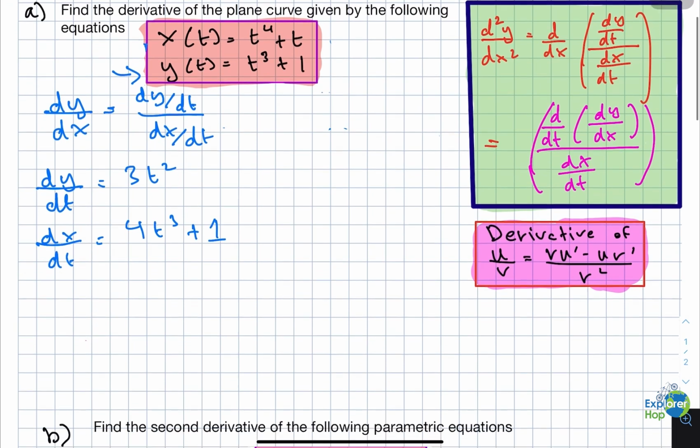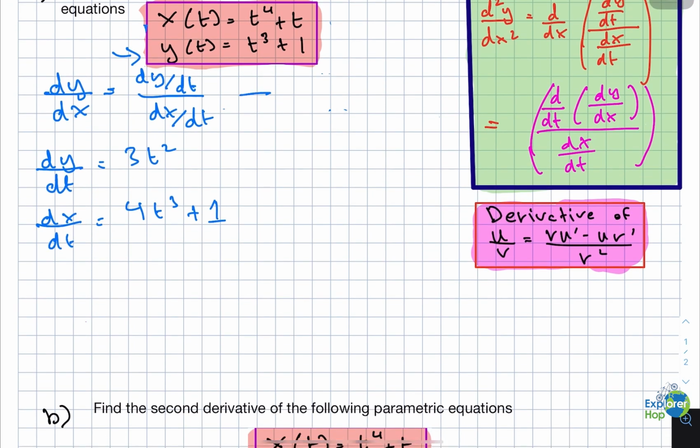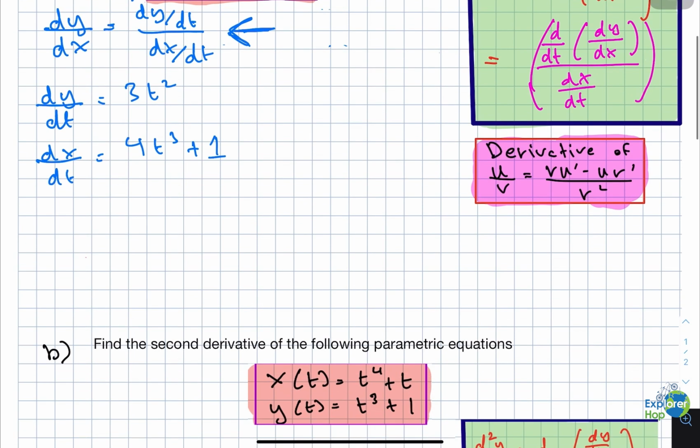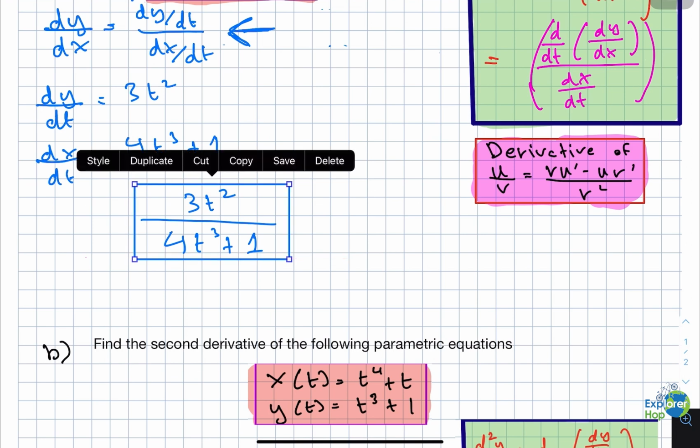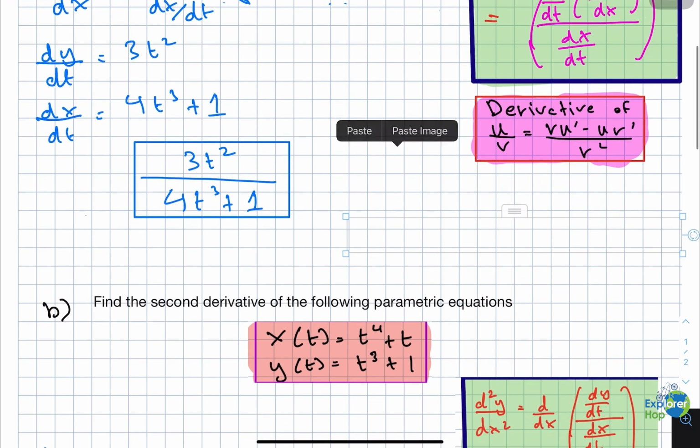Now that we have these two equations, we can simply plug them into this equation and we will get 3t squared divided by 4t cubed plus 1, and that's our solution to our first question. Now let's take a look at part B.